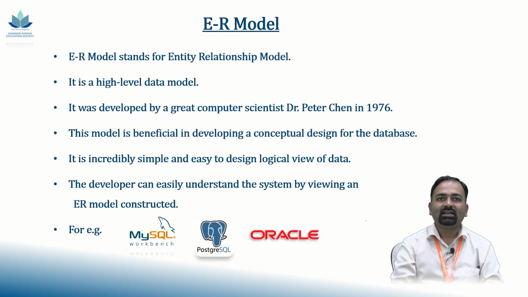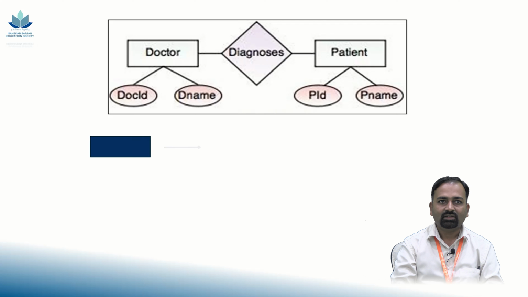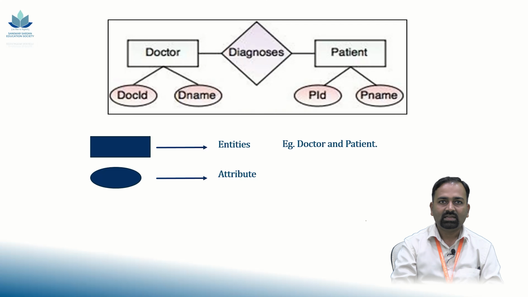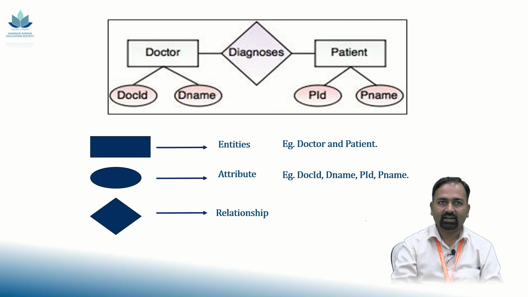In this diagram, a rectangle represents the entity, for example, doctor and patient. An ellipse represents the attributes. Attributes describe the entity and become a crucial part of the data stored within a database, for example, doctor ID, doctor name, patient ID, patient name. A diamond represents the relationship in an ER diagram. For example, here the relationship is doctor diagnoses the patient.